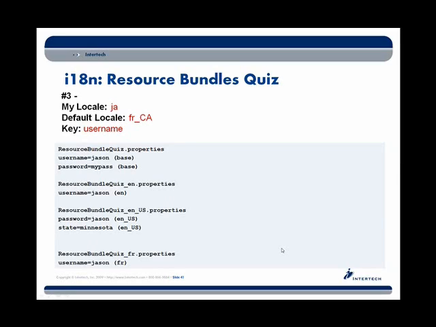Number 3, locale is going to be Japanese. And the default locale of the system is French Canada. The key is username. What string will be printed out? Number 4, your locale is French, Canada. The default locale of the system is English, US, and the key is username. What message will be printed out?